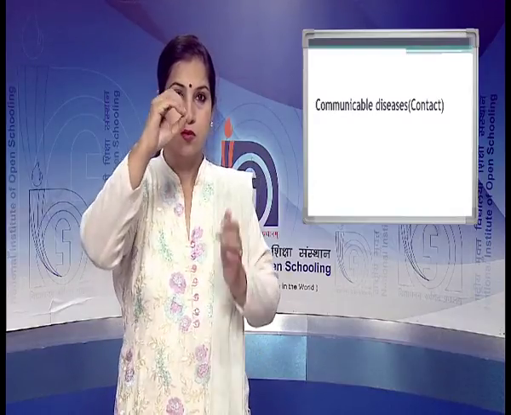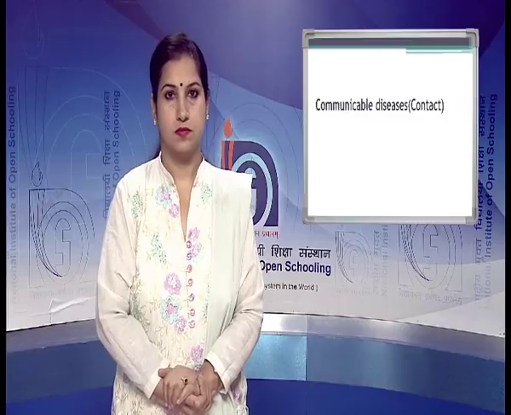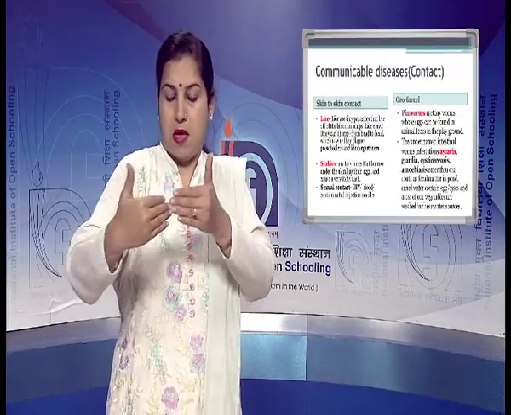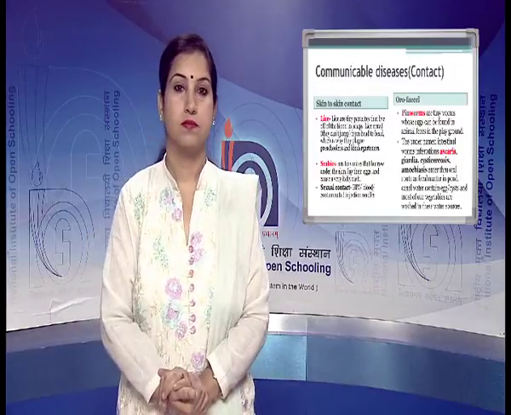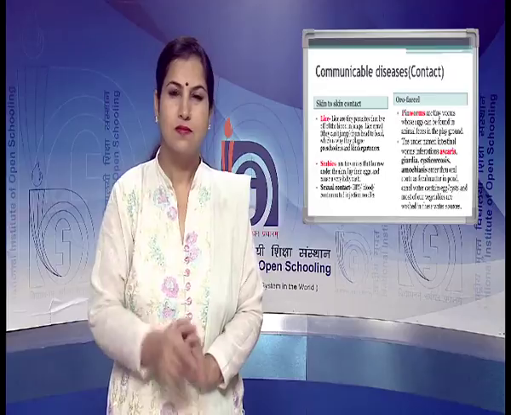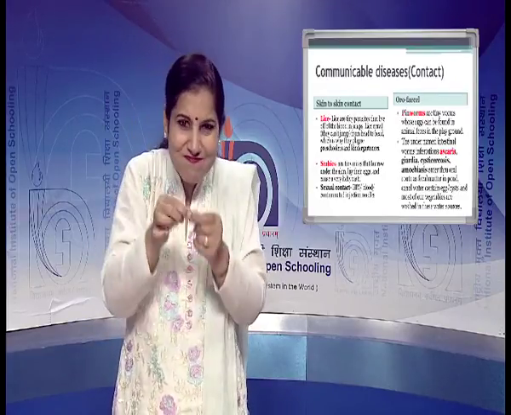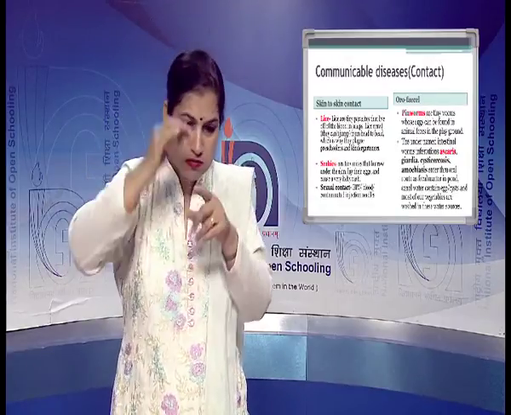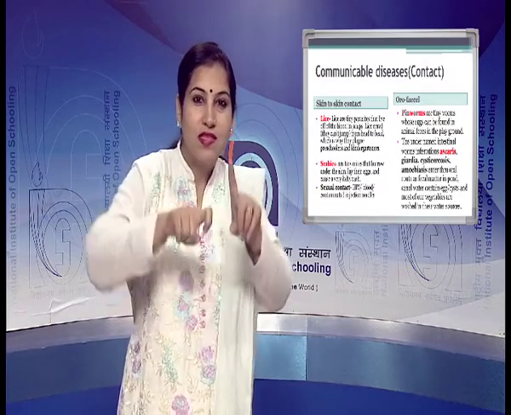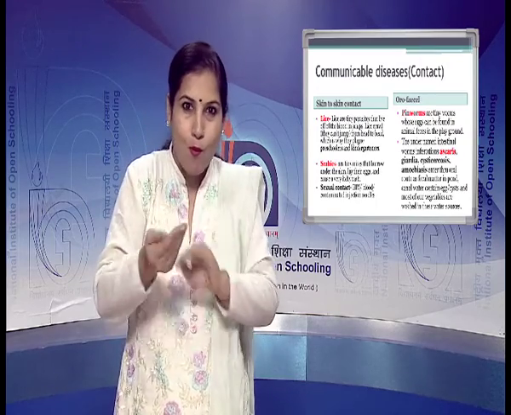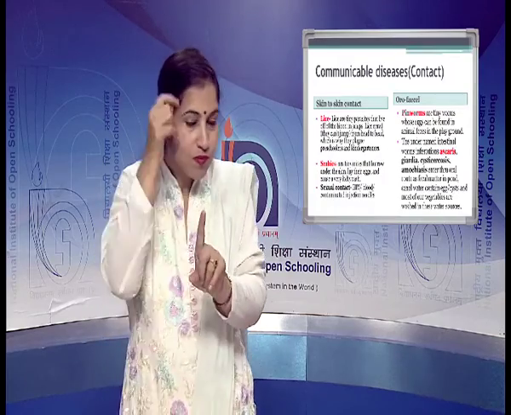Now let's understand communicable disease. It spreads through contact. You can say skin to skin contact, like lice. Lice are tiny parasites that live off the blood in scalps. Lice crawl, they can't jump from head to head, which is why they plague preschoolers and kindergartners.